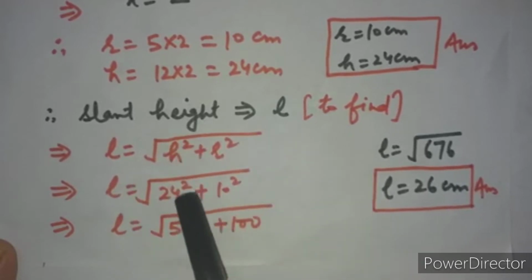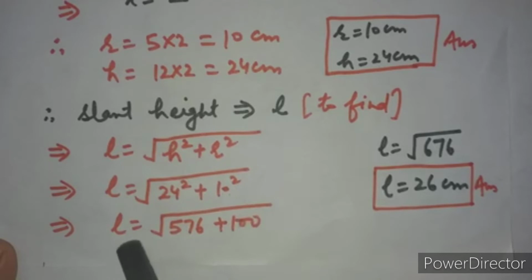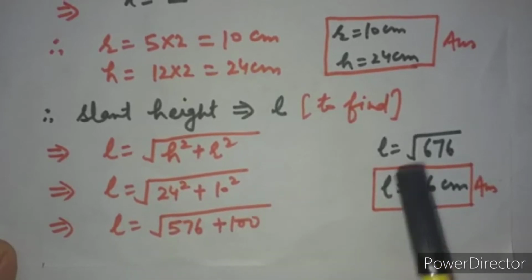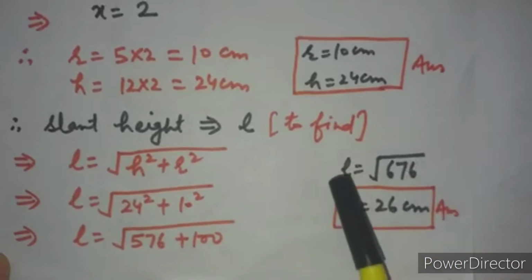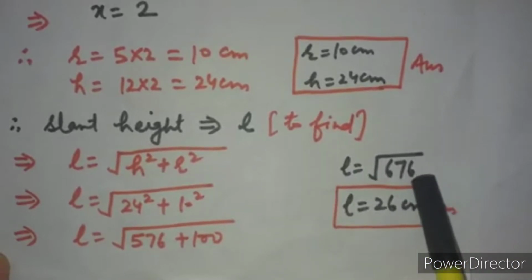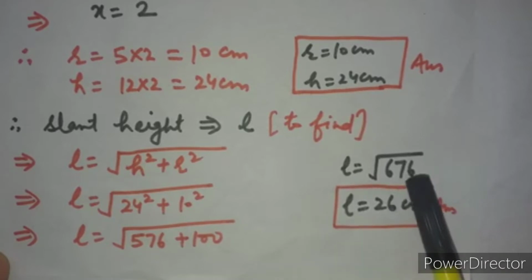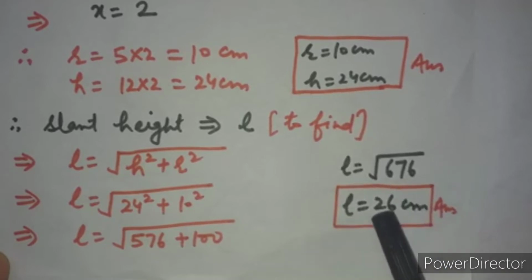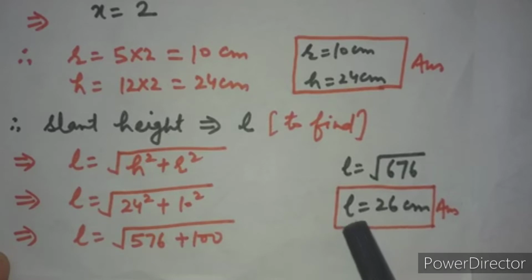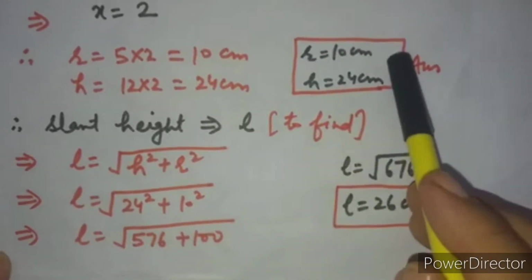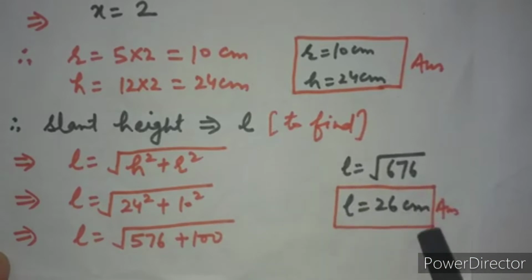We will put the value of h here, we will put the value of r here, and after solving the squares, we will add and we will get l is equal to square root of 676, and l is equal to 26. 676 is the square of 26. So we got the value of l as 26 centimeter. So our first part was find the radius, we got it here, and second part was find the slant height, we got it here. That's all about this question.